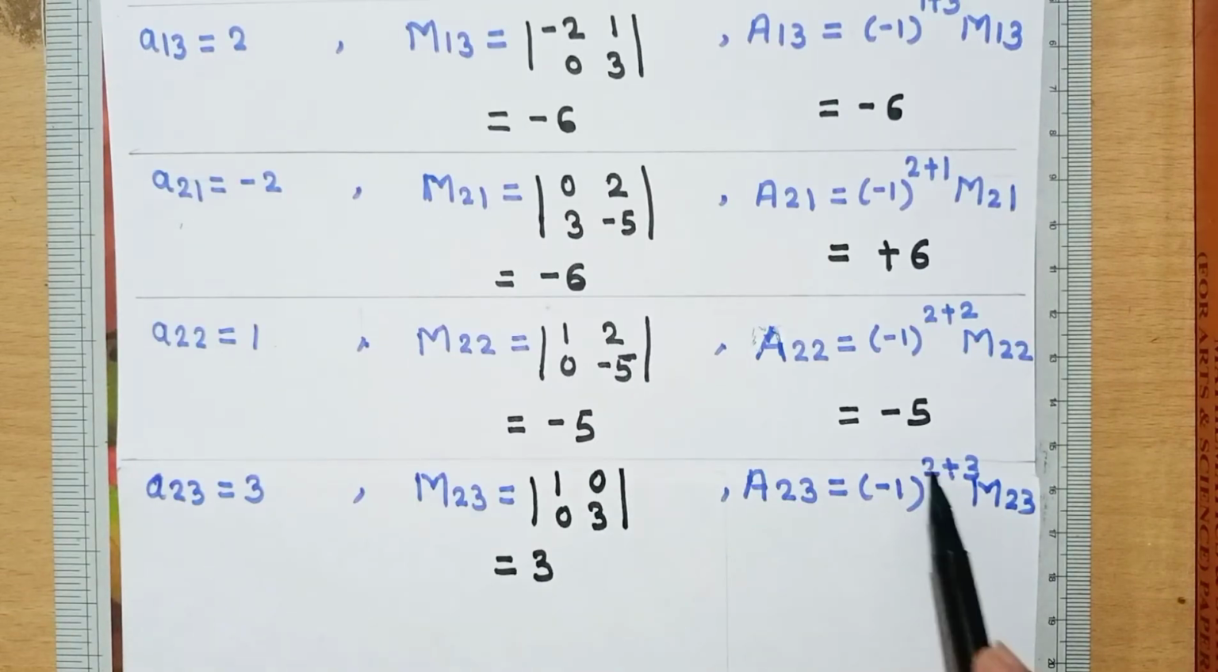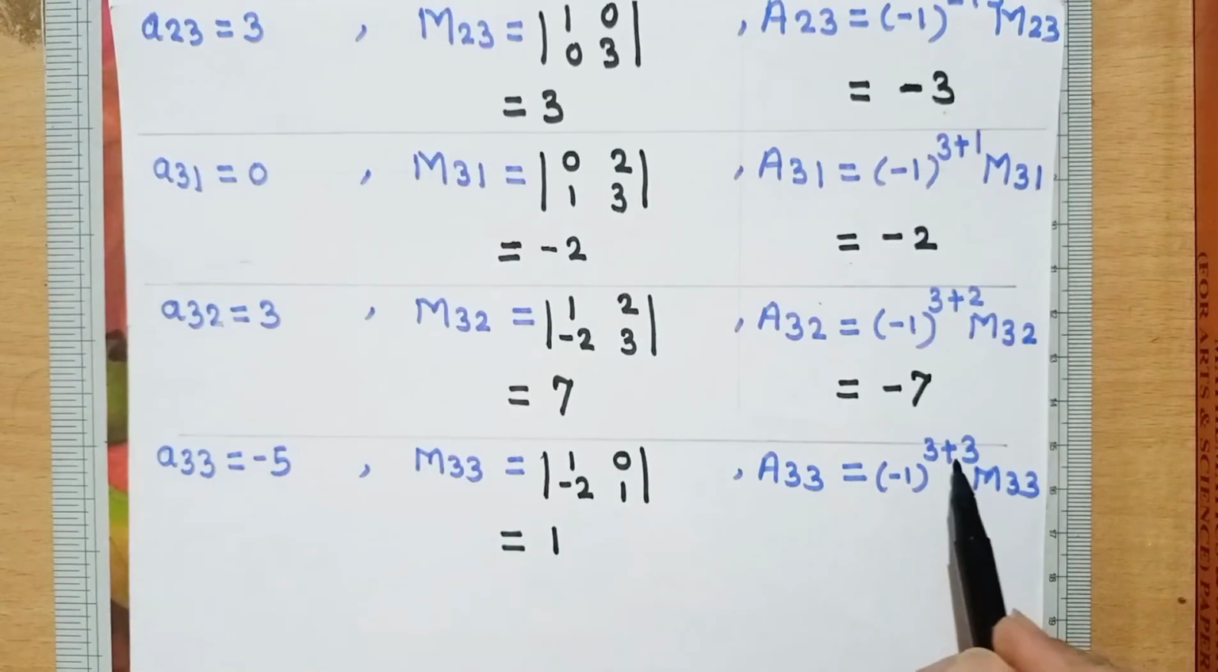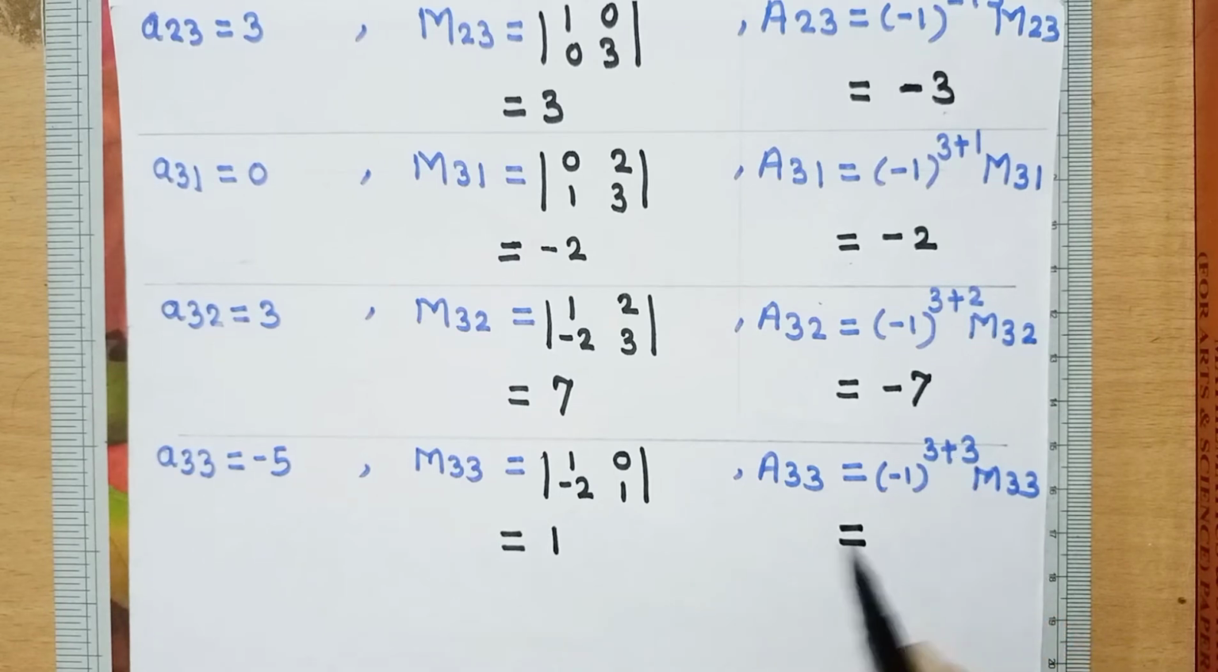Here the index is 2 plus 3, which means 5, which is odd. So you have to write the opposite number here. So this is minus 3. Here 3 plus 3 is 6. The index is an even number, so write down this minor as it is.